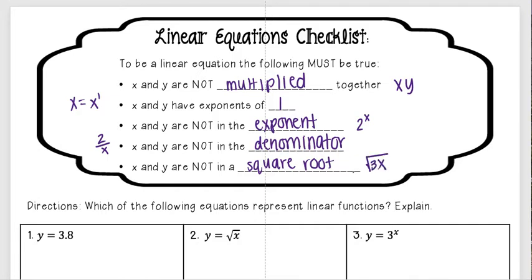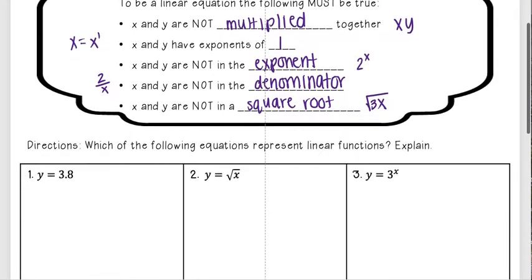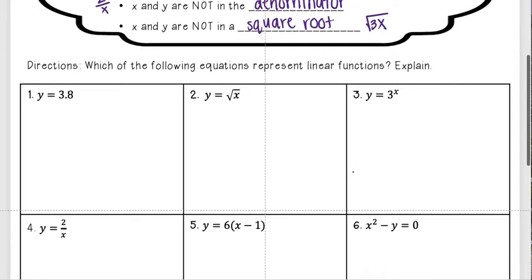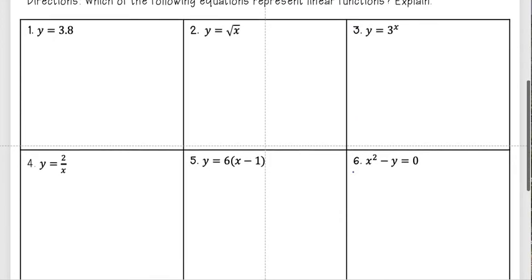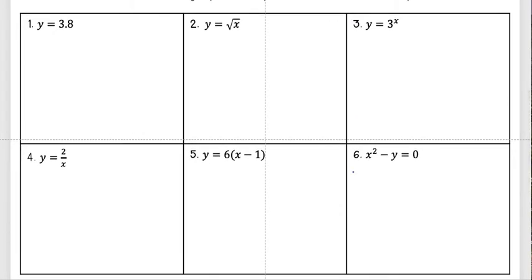So when we're looking at an equation to determine whether it's linear or not, we're going to follow through that checklist and make sure that it doesn't go against anything on there. Okay, so let's look at some examples. So looking at that first one, I have y equals 3.8. I want to determine whether that's linear or not.